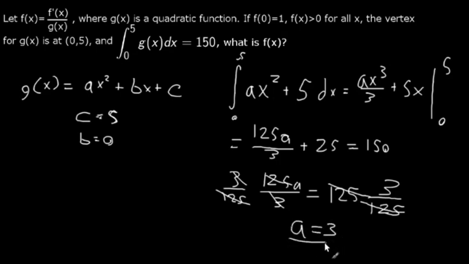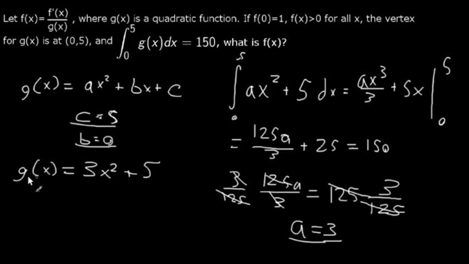So we have that now. Let me also underline these so we know the values we found. And so now we have g of x completely evaluated. We know g of x now is equal to 3x squared plus 0x plus c, which is 5.